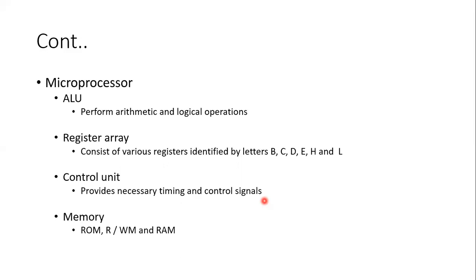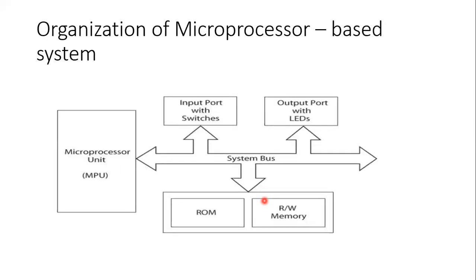We already saw the block diagram. It has two sections. One is a read-only memory, and another one is a read-write memory, or it is also called random access memory. The read-only memory is used to store the program that does not need alteration. That means once we have written the program in the ROM, we cannot alter it. So it is a permanent one.